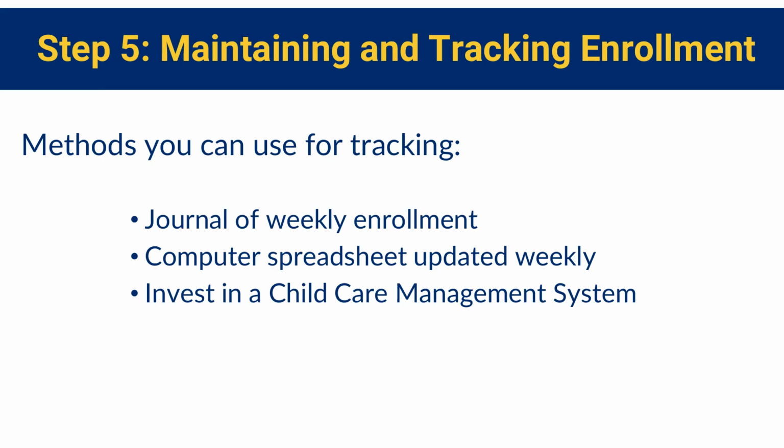This may be in the form of a computer spreadsheet updated weekly, which will allow you to keep a running tally of your enrollment while showing changes from week to week or season to season. A more advanced option is to invest in a child care management system, otherwise known as a CCMS. Using a CCMS allows you to not only track overall enrollment, but can also help you track daily attendance, assist in billing, and provide a means of facilitating communication with parents. Adding a CCMS does require a financial investment, and you will want to research different systems to determine which is best for your business.